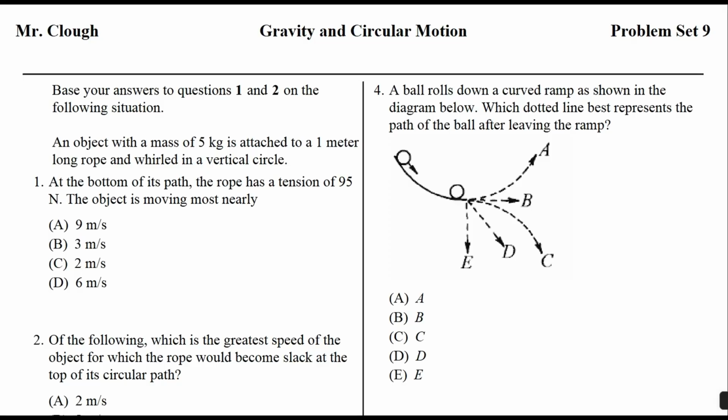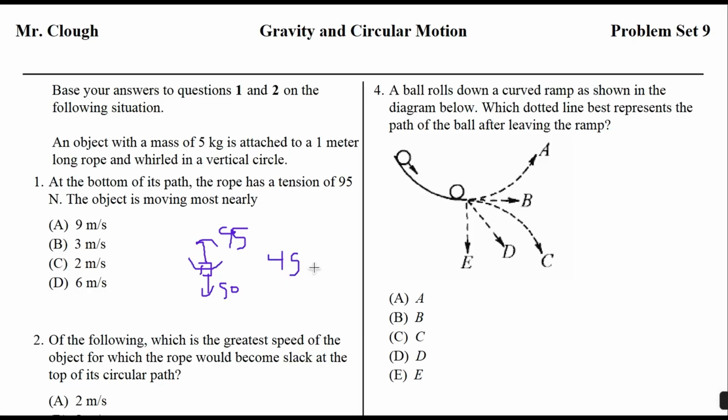So moving on. Here they give us an object moving in a vertical circle. What you're going to end up doing is, like always, drawing an FBD. At the very bottom of the circle, we have 2 forces. We have the tension force going up of 95, and there's a gravitational force going down of 50 newtons. So the net force is going to be 45 newtons going upwards.